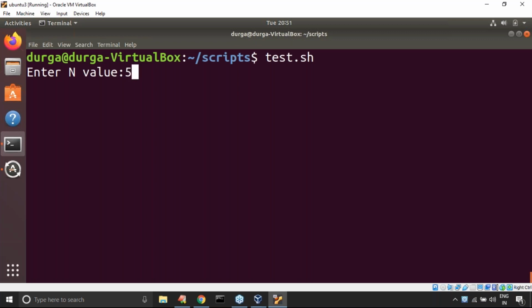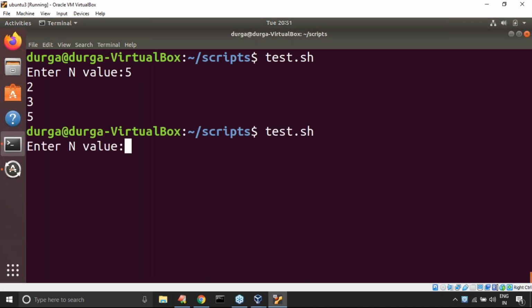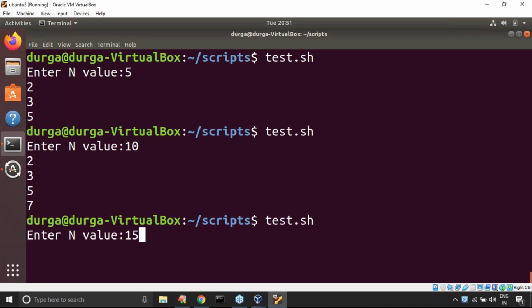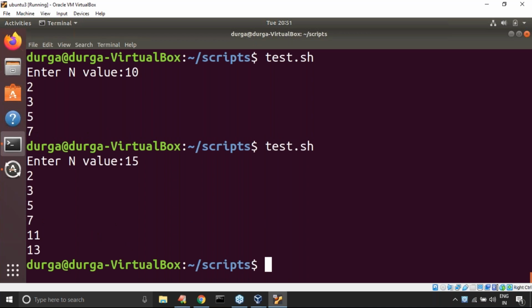How many prime numbers are there less than or equal to 5? 2, 3, 5. That's all. Have you observed? Now less than or equal to 10: 2, 3, 5, 7. Less than or equal to 15: 2, 3, 5, 7, 11, 13. Good. Is it working properly or not?